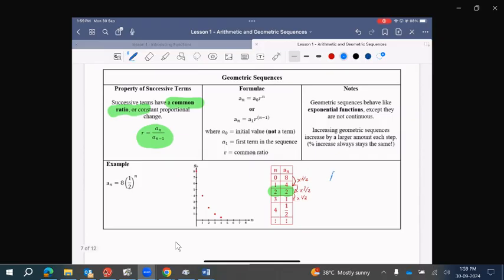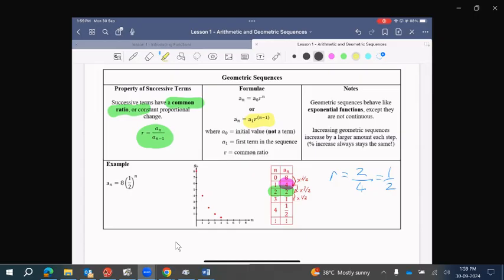So the common ratio is going to be, if we take any term and divide it by the previous term. So the previous term to this one is that one. So we need to divide it by the previous term, and we get a half. This is how we find the common ratio. To get to the nth term in the sequence, we take the first term and we multiply it by r to the power of n minus 1.